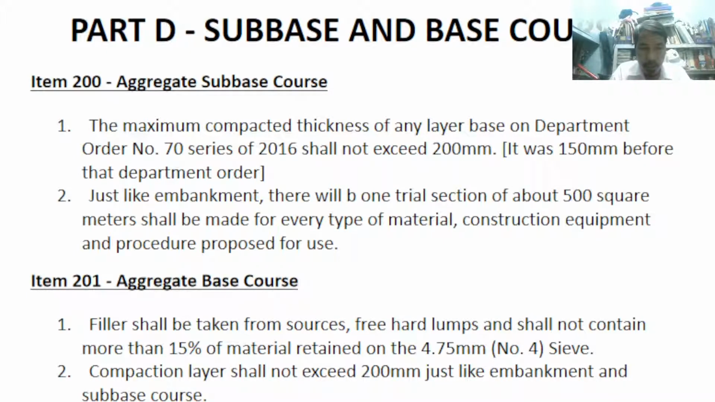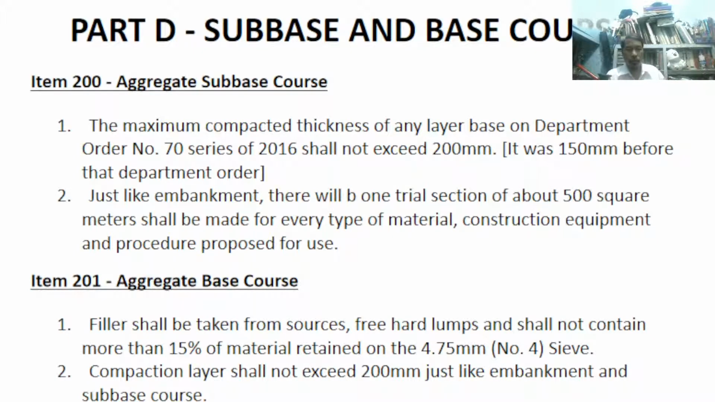Number 2, just like embankment, so we are just talking right now of sub-base, that is item 200, sub-base, 200 mm. Just like embankment, there will be one trial section of about 500 square meter shall be made for every type of material, construction equipment, and procedure proposed for use.